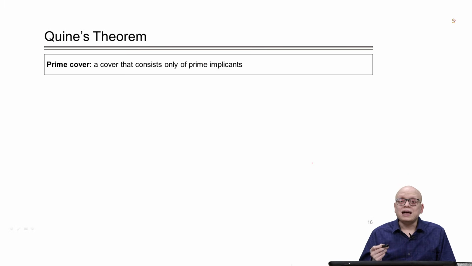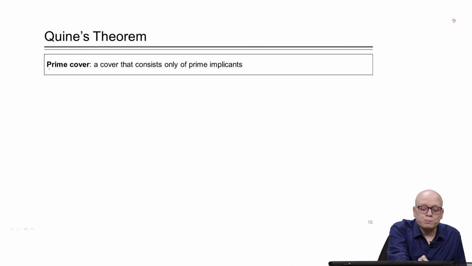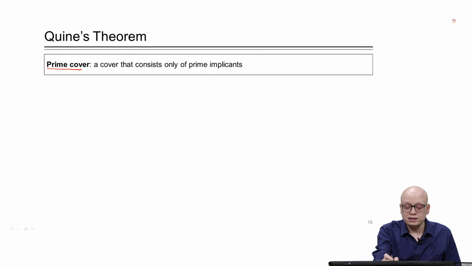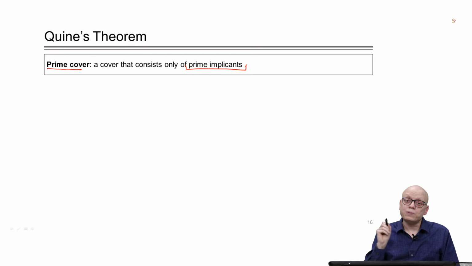So, to understand Quine's theorem, first let us define a term which is known as prime cover. So, what is a prime cover? A prime cover is a cover which consists only of prime implicants. It will not contain any other implicants, only the prime implicants. A cover which consists only of prime implicants is known as the prime cover.